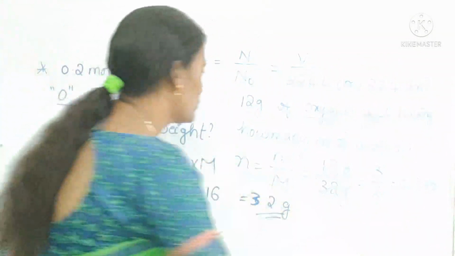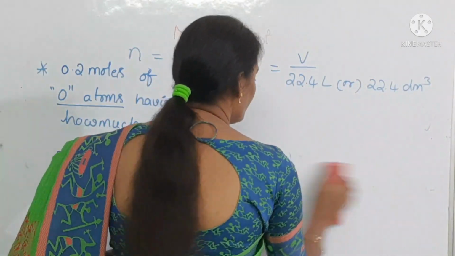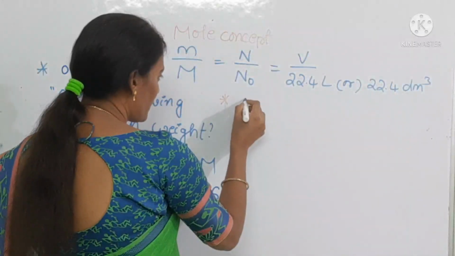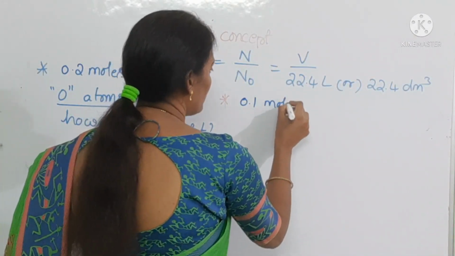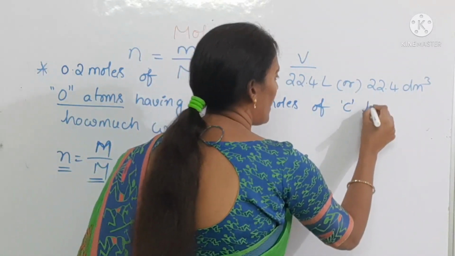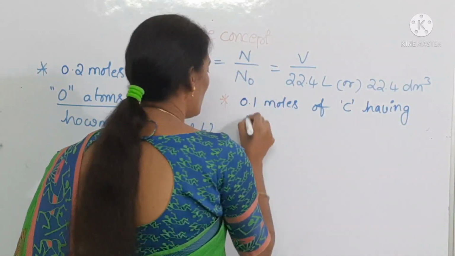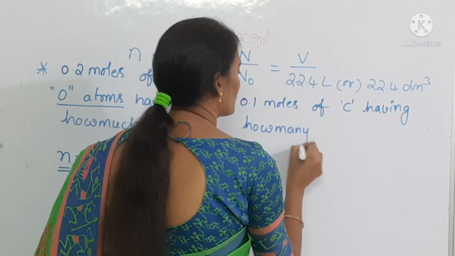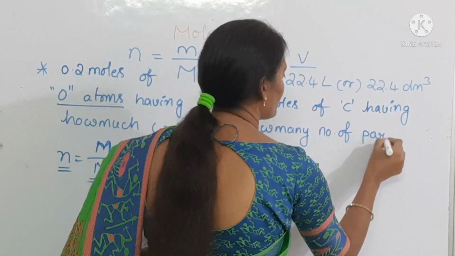Okay, you just try to take one more example also. If 0.1 moles of carbon have how many number of particles?